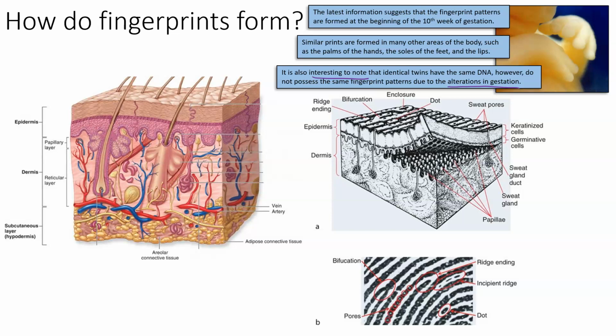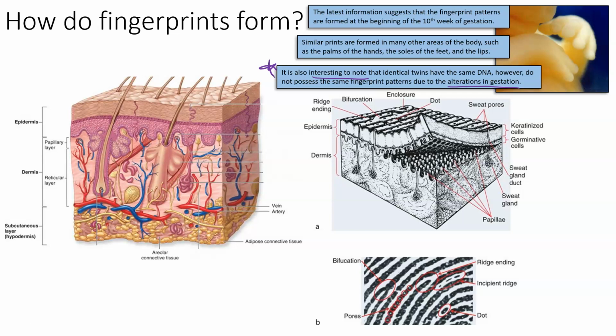I put this in the slide. It's important to note, and I'm going to star this. If fingerprint patterns were determined by a person's DNA, you would expect identical twins to possess the same fingerprint patterns, because identical twins possess the same DNA. However, identical twins don't possess the same fingerprints, but possess the same DNA, so fingerprints must be produced as a result of environmental influences, not DNA influences.